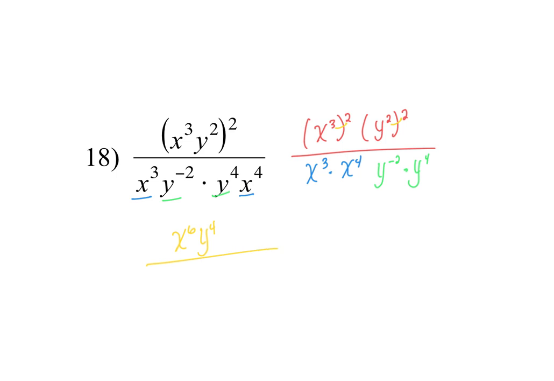Now I'm going to do the denominator. I have x cubed times x to the 4th. That is 3 plus 4. So I have x to the 7th. Here I have y to the negative 2, y to the 4th. Negative 2 plus 4 is positive 2. So now I have simplified the numerator as much as possible and the denominator as much as possible.